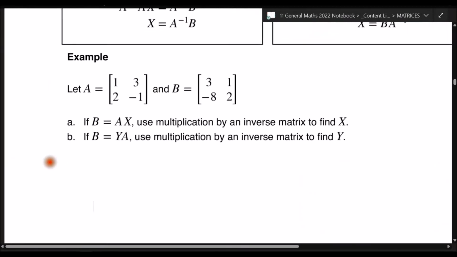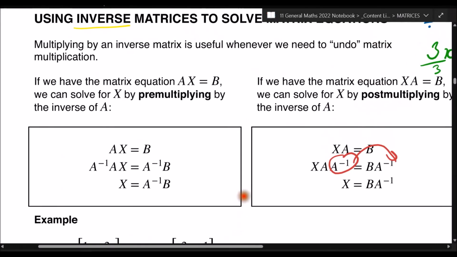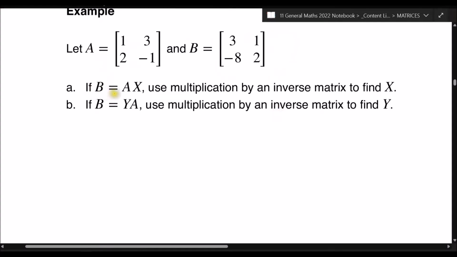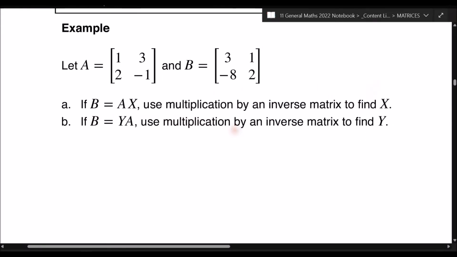All right, so let's try and do these examples to put into practice what I've been talking about. In this example, matrix A is going to be this matrix, and matrix B will be this matrix. Now, according to question A, it says if B is equal to A times X, use multiplication by an inverse to find matrix X. So in this case, X is the unknown matrix. Notice how matrix A is on the left-hand side. So with this question, we are pre-multiplying to figure out what X is. When we move A inverse to the other side, you've got to make sure that it becomes A inverse on the left-hand side times B to figure out X. So let's work that out.